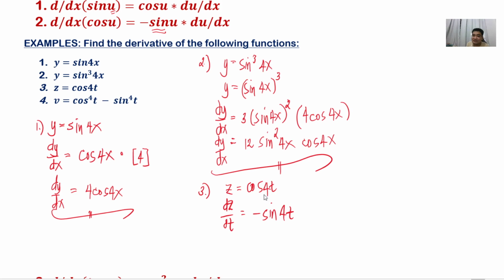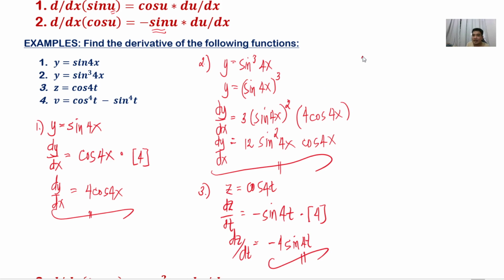And then, the derivative ng 4t, that is 4. Diba? Times 4. So, dz now over dt is equal to negative, multiplier, si 4 as constant. So, negative 4 sine 4t. Okay? So, that is the derivative of cosine 4t. Yes? Okay. Itong number 4, medyo cute siya kasi nag-combine ang cosine at saka sine with exponent.